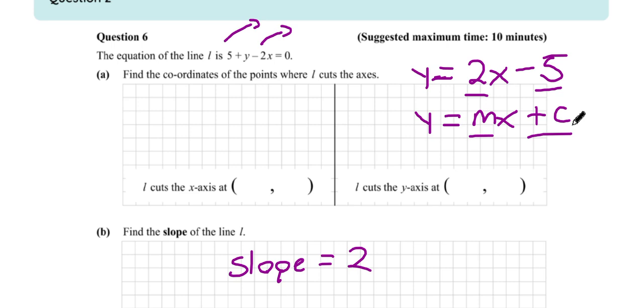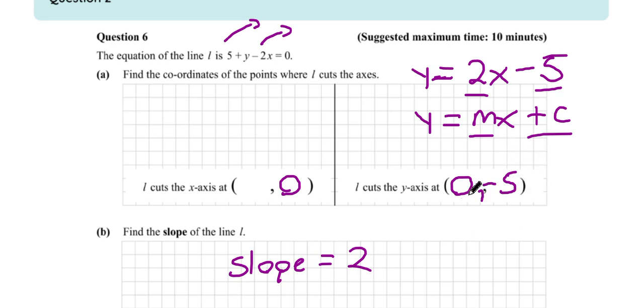What does the c value actually mean, though? Of what axis? Which one? It's the y-axis. On the y-axis, the x value is guaranteed to be 0. On the x-axis, the y value is guaranteed to be 0. And as O in the corner just said, this is minus 5. Is that okay? 0, minus 5?